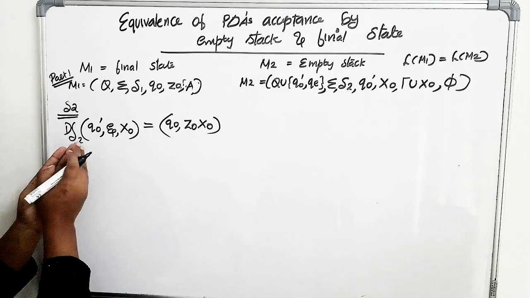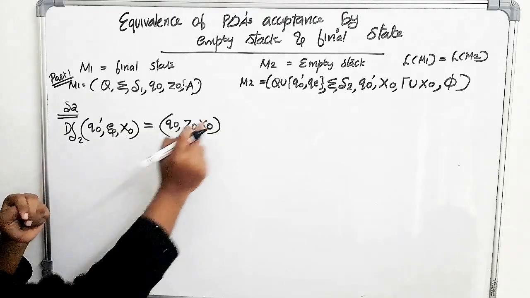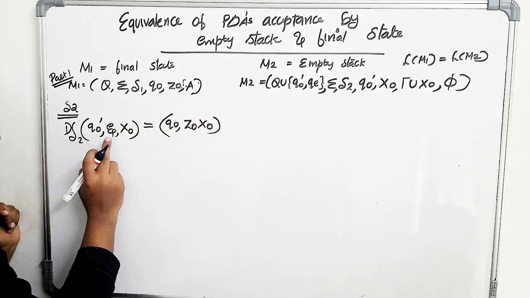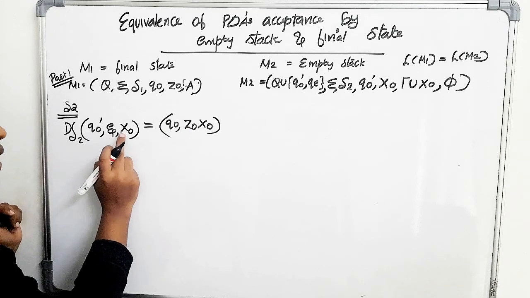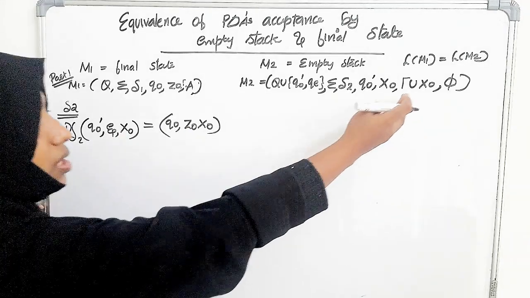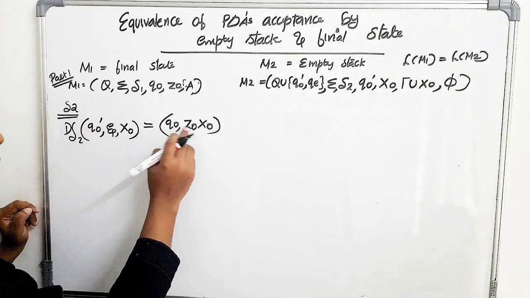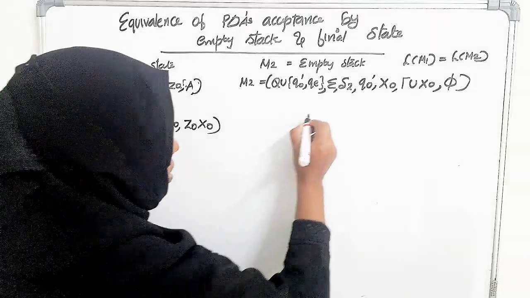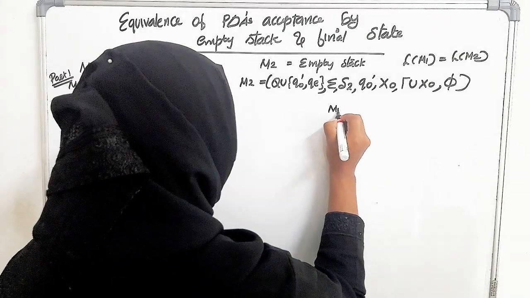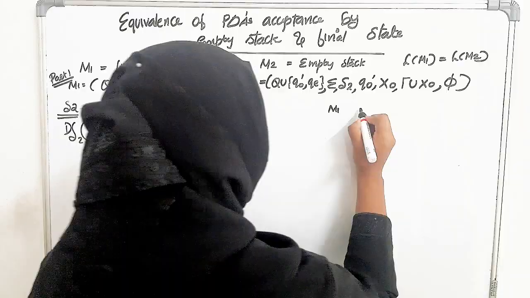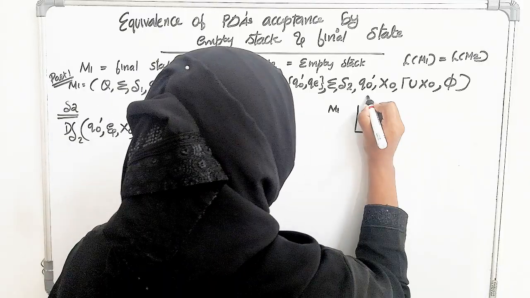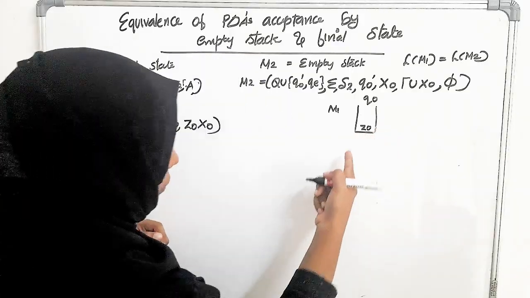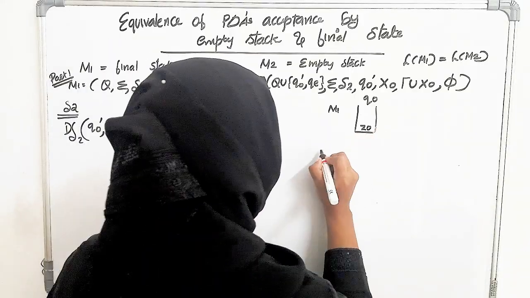We are achieving that through one transition in case of M2. That is, our initial state will be Q0', and without consulting any input symbol, our initial stack symbol will be X0. We will be pushing Z0 over X0. Initially M1 will be in state Q0 and Z0 will be on top of the stack. So this is the configuration for M1.